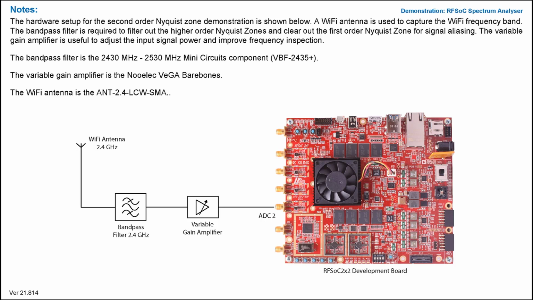The bandpass filter is a 2.4 GHz to 2.5 GHz Mini-Circuits component. The variable gain amplifier is the Nuwave Vega barebones module. The Wi-Fi antenna is the ANT-2.4-LCW-SMA. The diagram on the screen presents the hardware setup for the following demonstration.